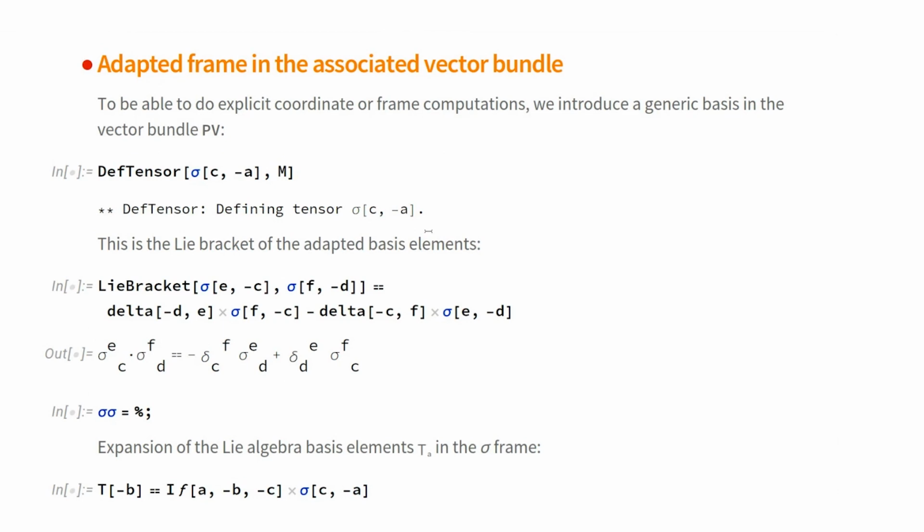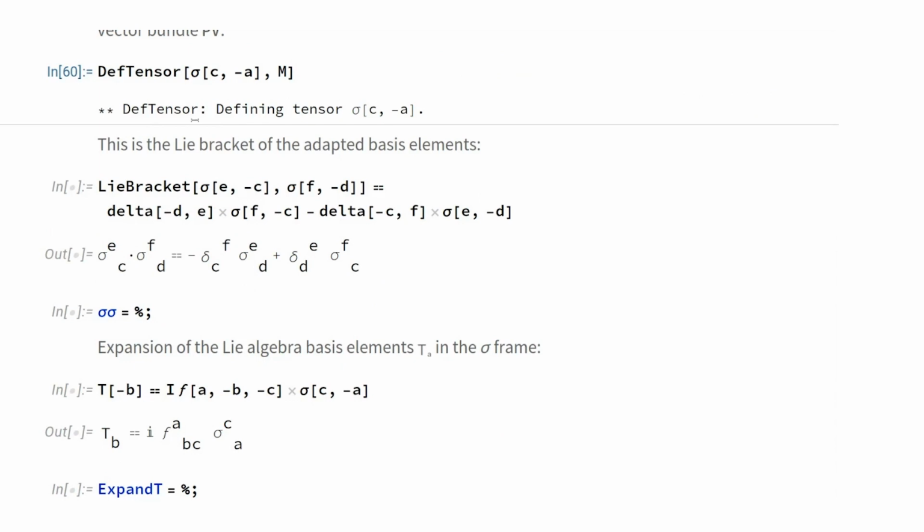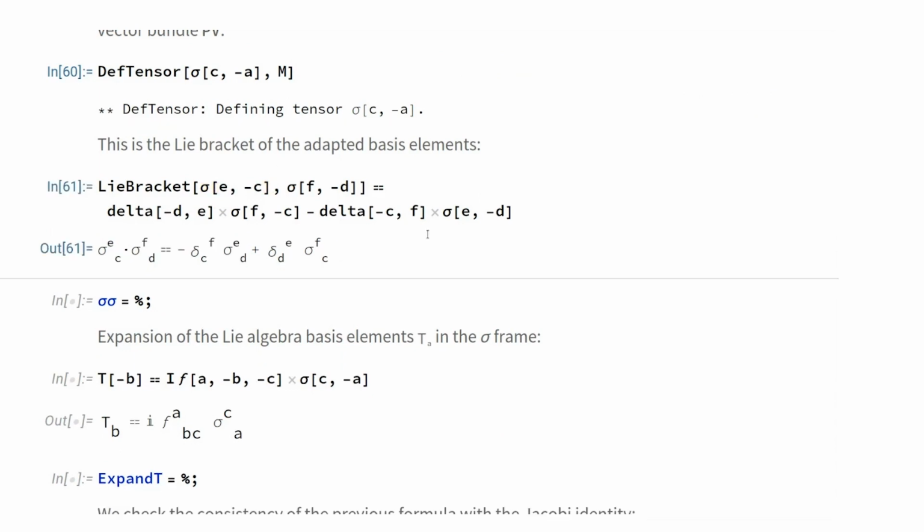There's something else that I have to do: since we want to write down the Yang-Mills equation in some generic coordinate system, I need to introduce a generic basis in the vector bundle. This is done in this way. This generic basis, you can think of as a frame in the vector bundle.